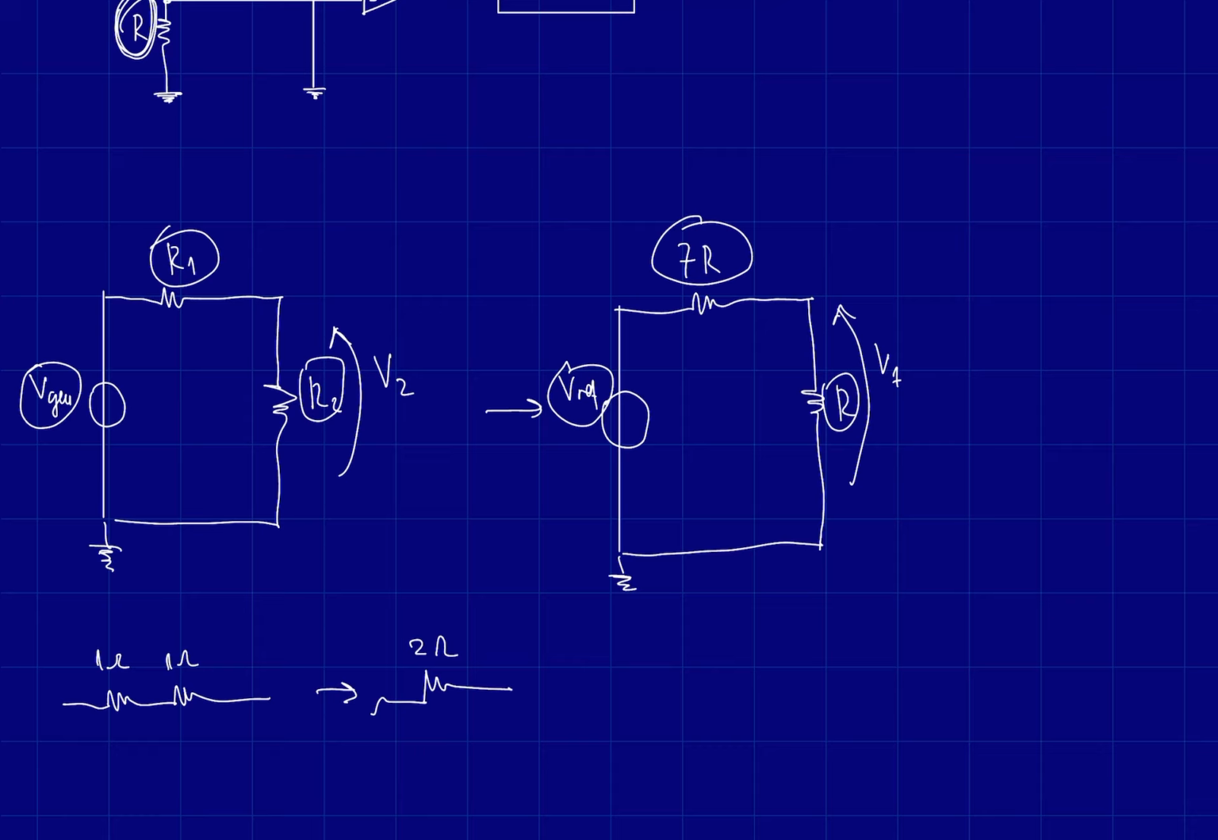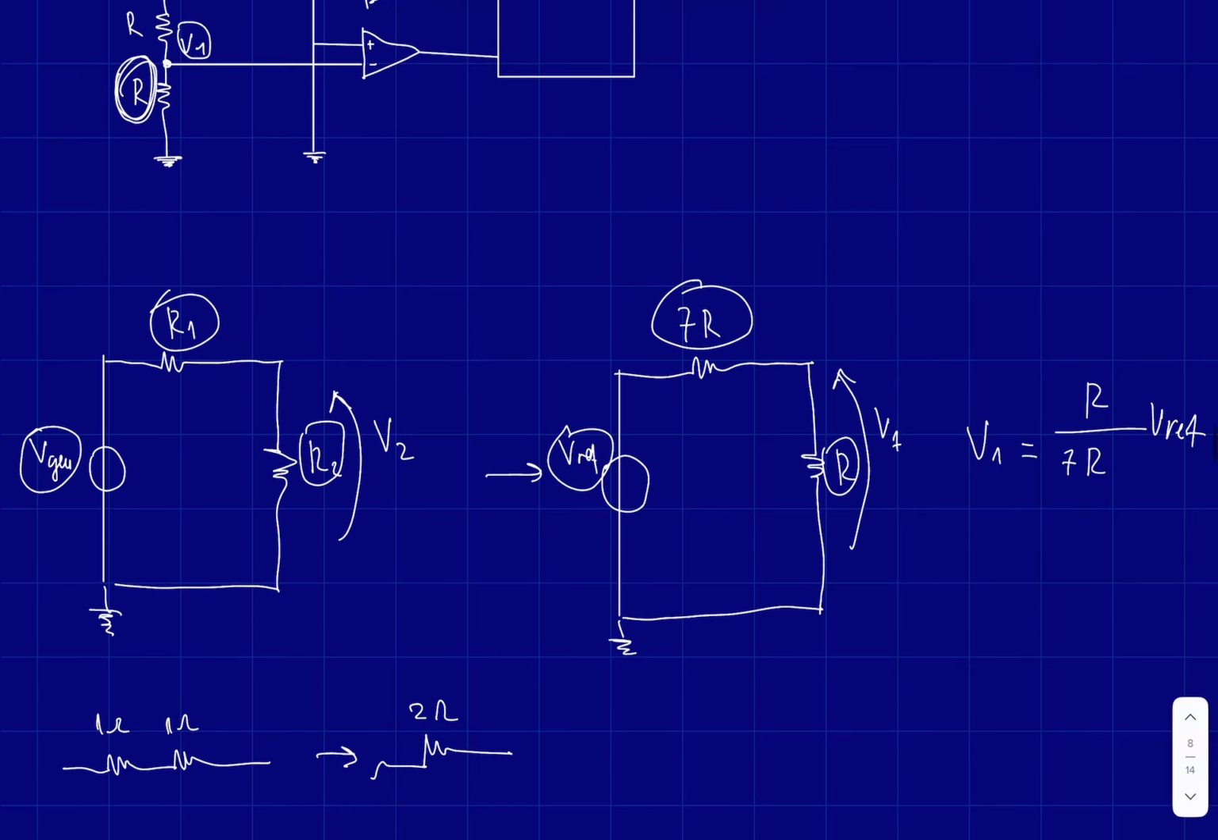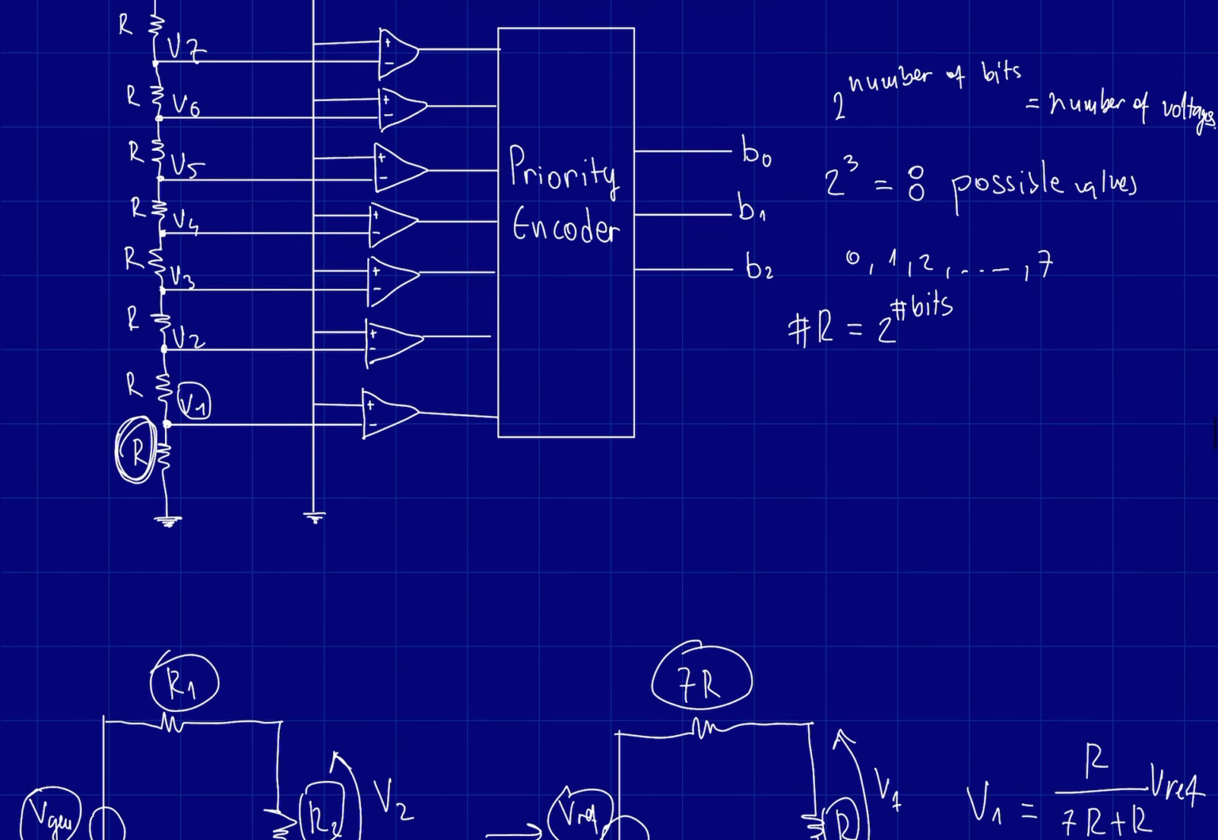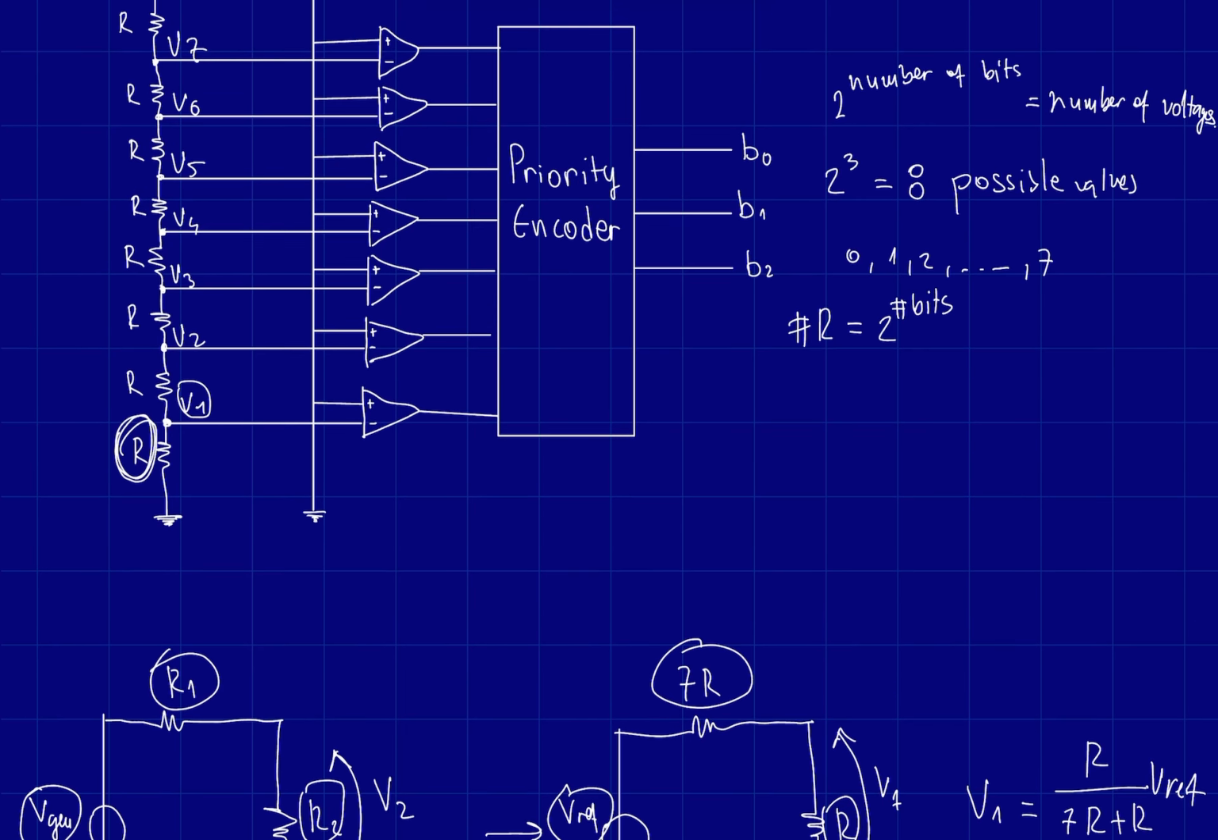We have to use the voltage divider formula. So we have right here V1 is equal to R over 7R plus R, times Vref. I can write them all as R since they have the same value. As you can see here above, they are all named R, R, R since we want them to have the same value.